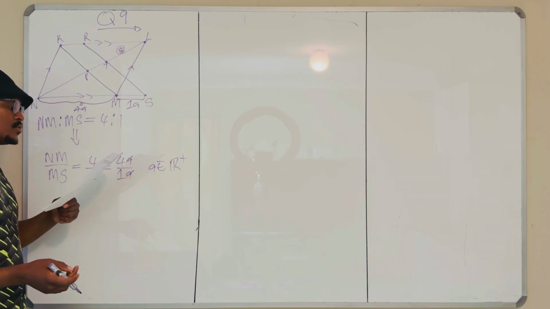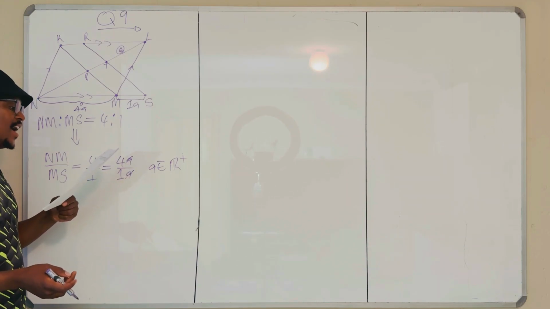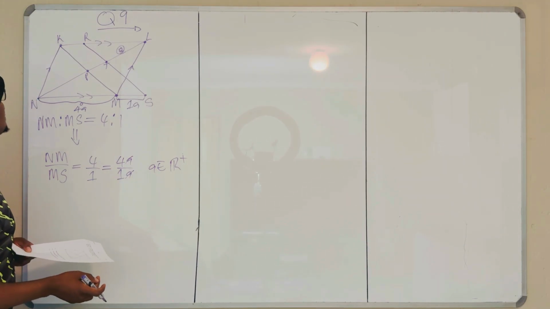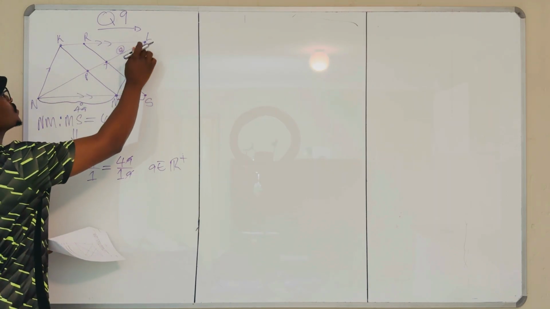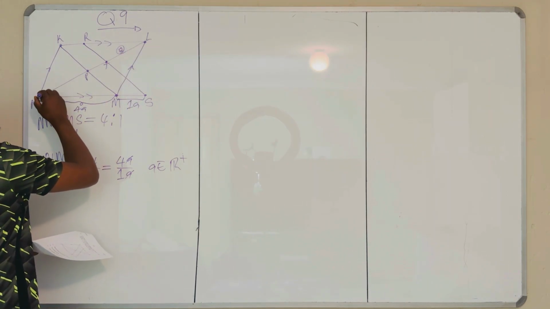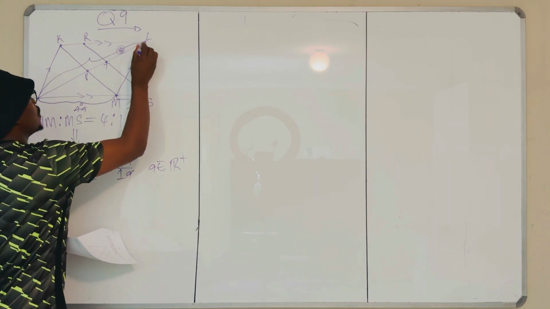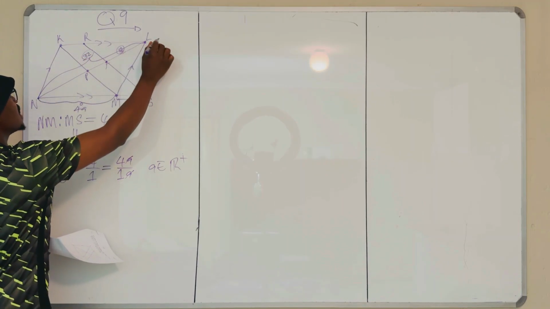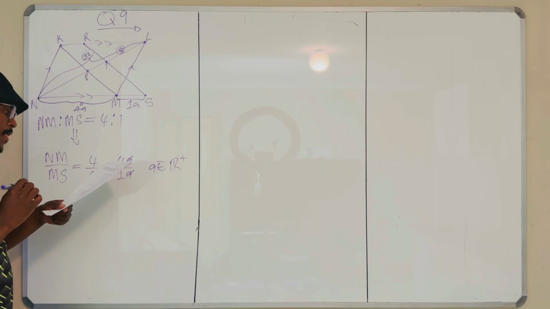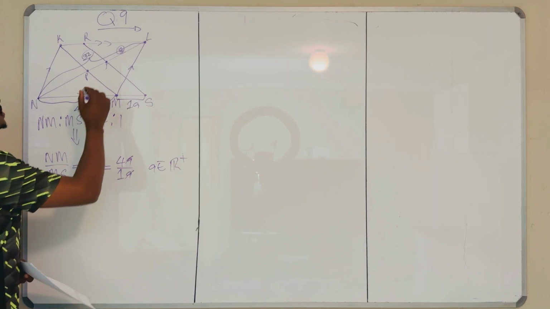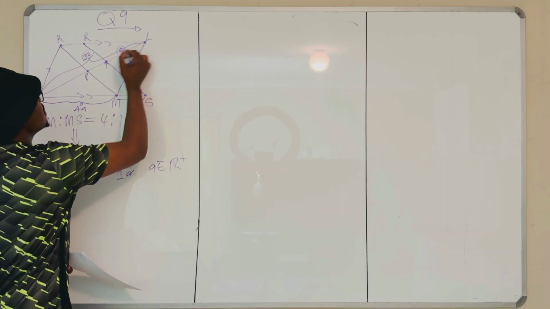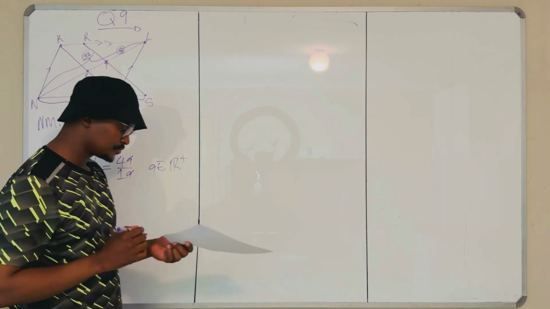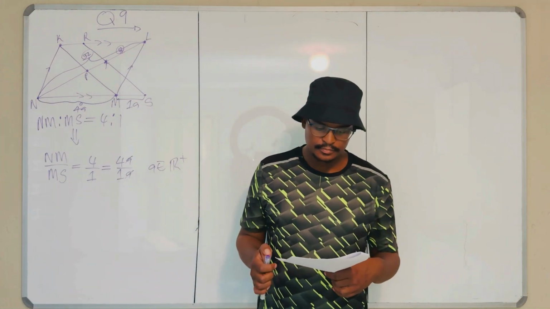And then they say that NL is equal to 32 units, which is your entire diagonal here. The entire length of this diagonal is equal to 32. And they say TL is equal to 12 units. TL, which is the length from here to there, is 12 units. Fine, I can work with this.